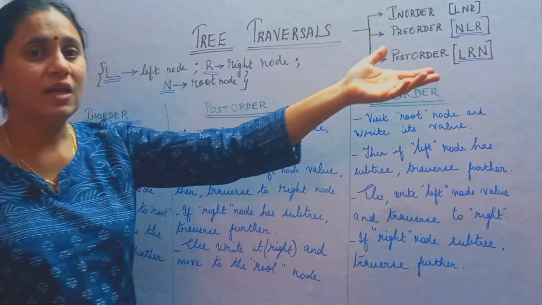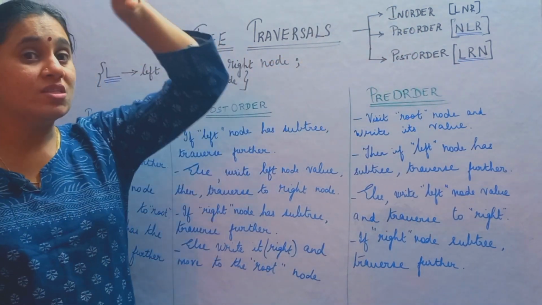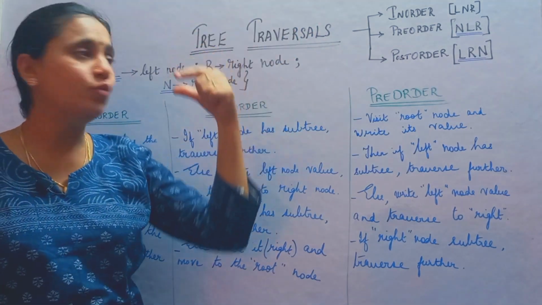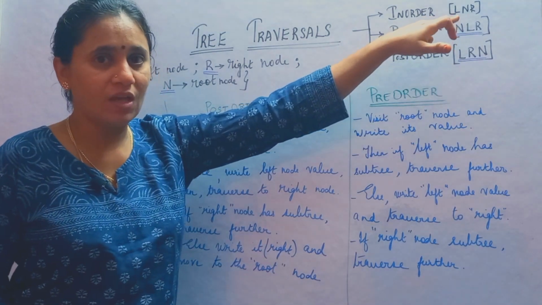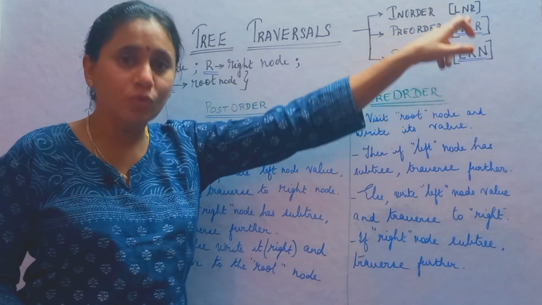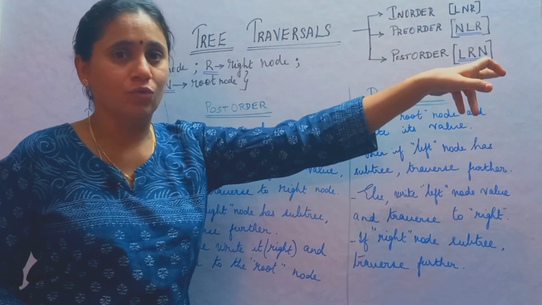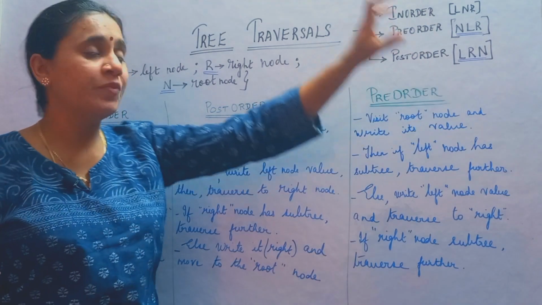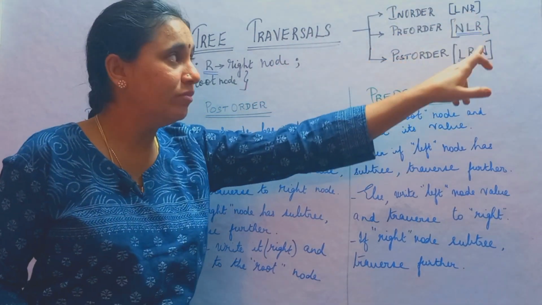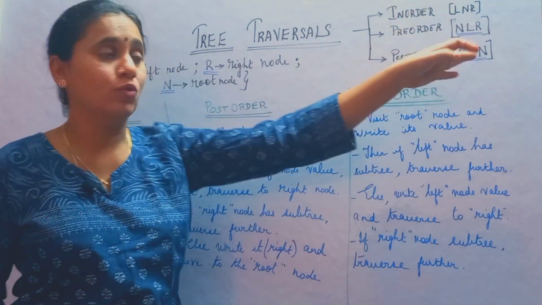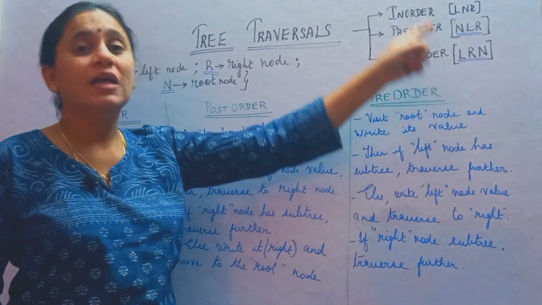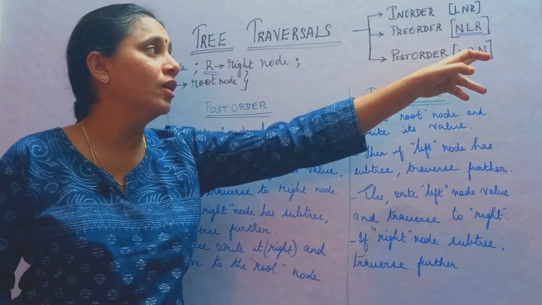So what is the in-order traversal? The meaning is we are going to start from the root node, then move towards the left, then move to the root, and then move to the right node, right? What is pre-order? First we move to the root node, then we traverse to the left and then to the right node. Then what is post-order? First we visit the left node, then the right node and then the root node.